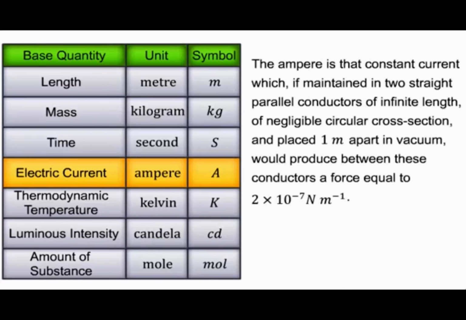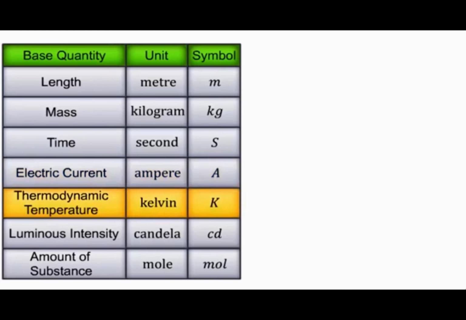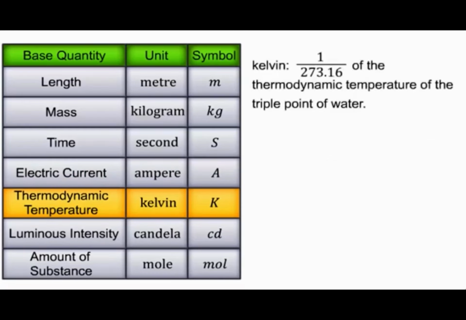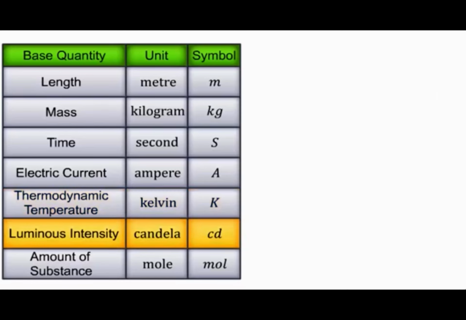Thermodynamic temperature is measured in Kelvin, denoted by the capital letter K. A Kelvin is the fraction 1/273.16 of the thermodynamic temperature of the triple point of water. Luminous intensity is measured in candela, denoted by the small letters cd.